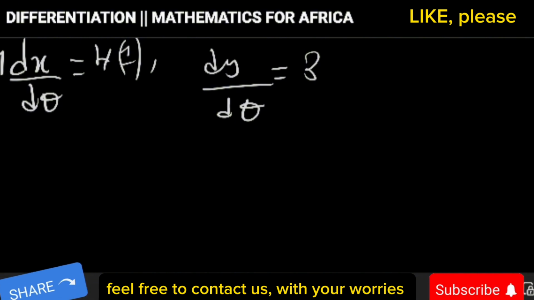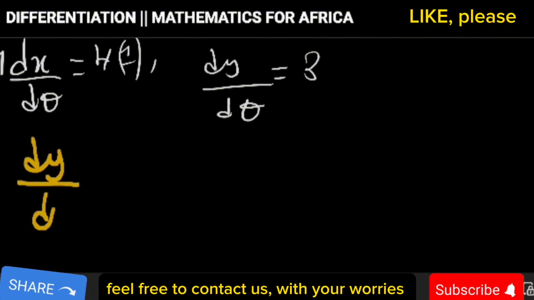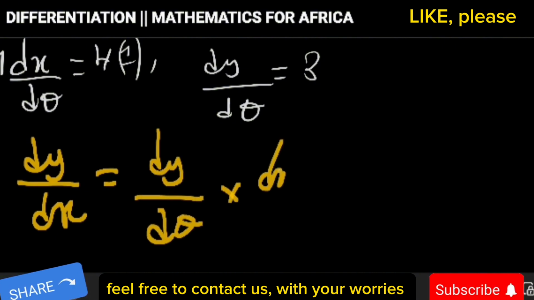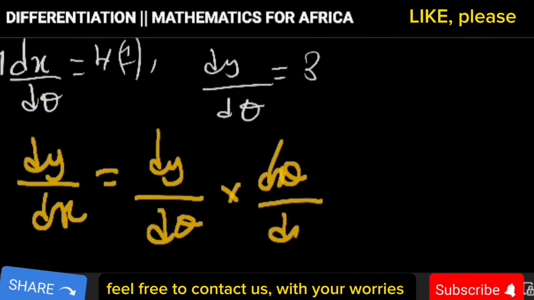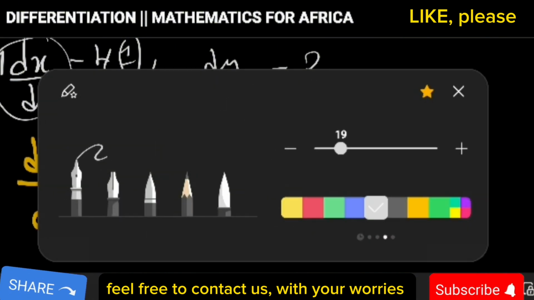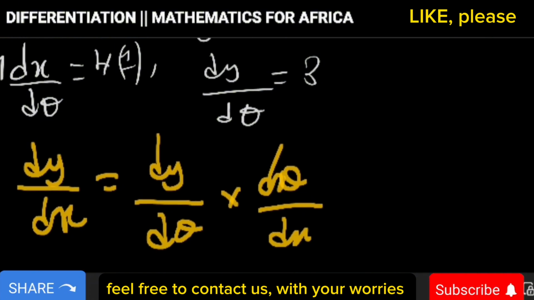And now what chain rule is telling us is that our dy on dx will be equal to dy on d theta multiplied by d theta on dx. But are we having d theta on dx? I think we are not. What we are having is dx on d theta. So we can go ahead and manipulate this to get d theta on dx.